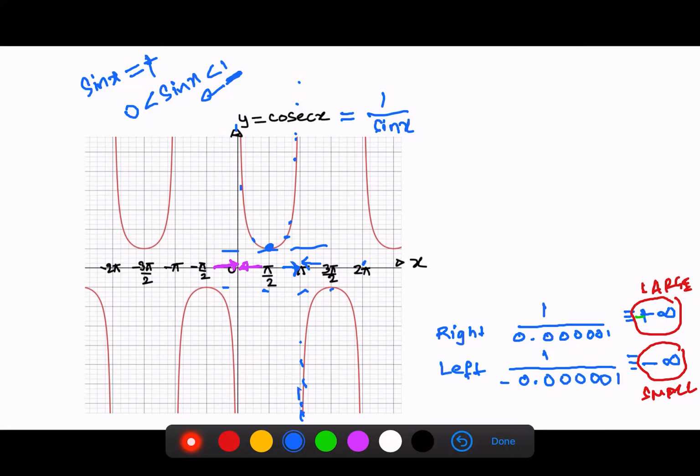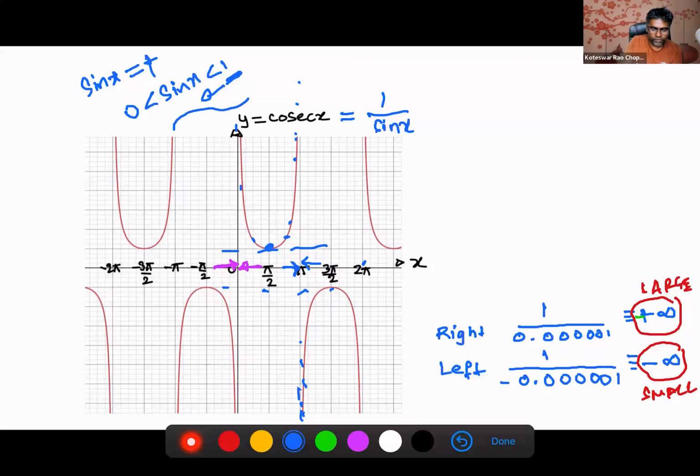Okay, the same thing you can argue for why you don't have values between 0 and -1. I'll leave this for you guys to explore. And here again, the period is still 2 pi, because you have negative values and then positive values. One complete set of values of cosecant x is in the range of 2 pi, and every 2 pi they keep repeating.